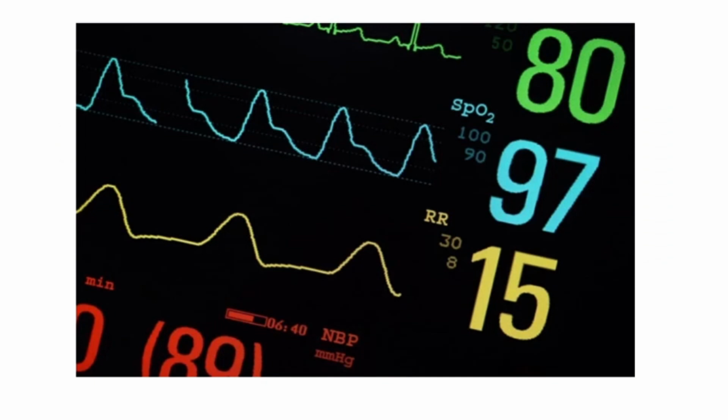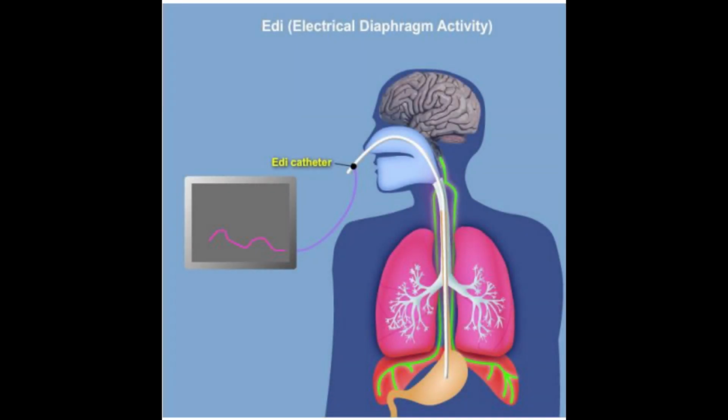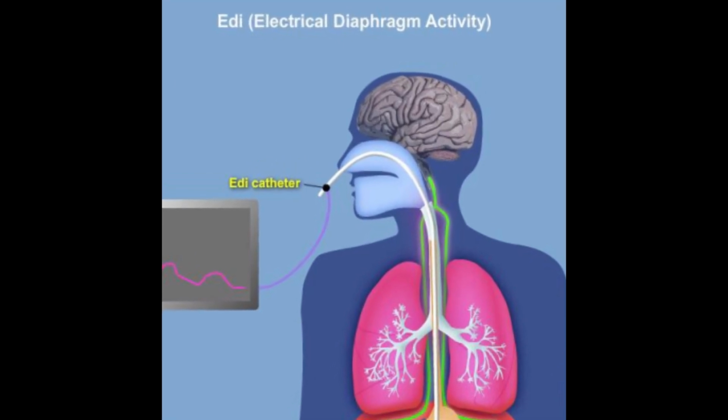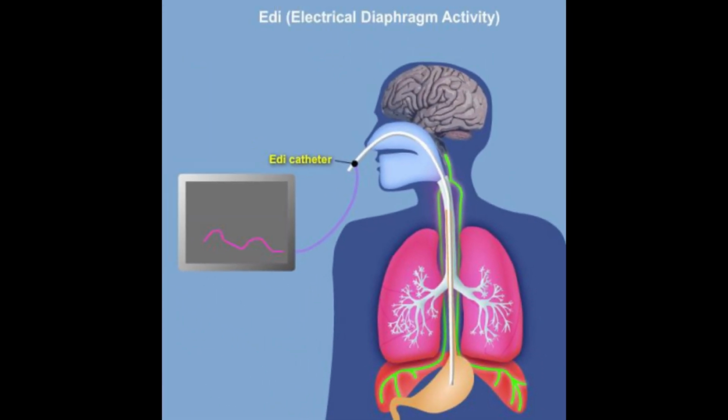To understand this, let's get into the detail of the EDI signal. An EDI signal is an electrical diaphragm activity which is detected using an electrode called an EDI catheter. Your brain sends out a signal to your diaphragm which makes the diaphragm expand and contract, helping you breathe.